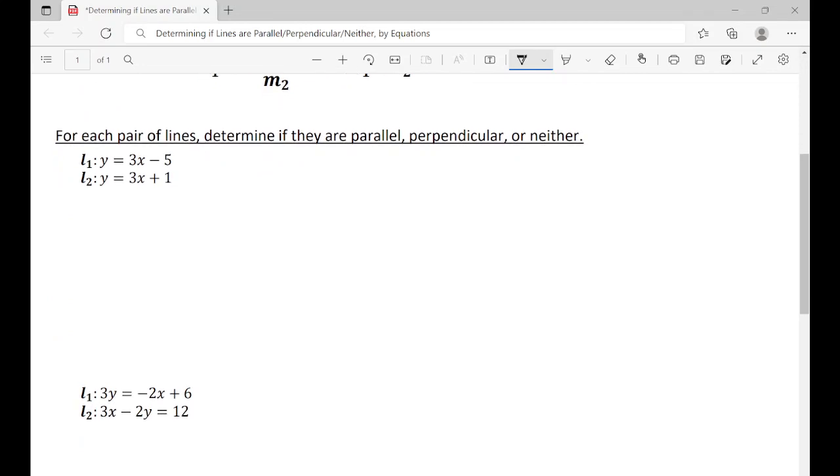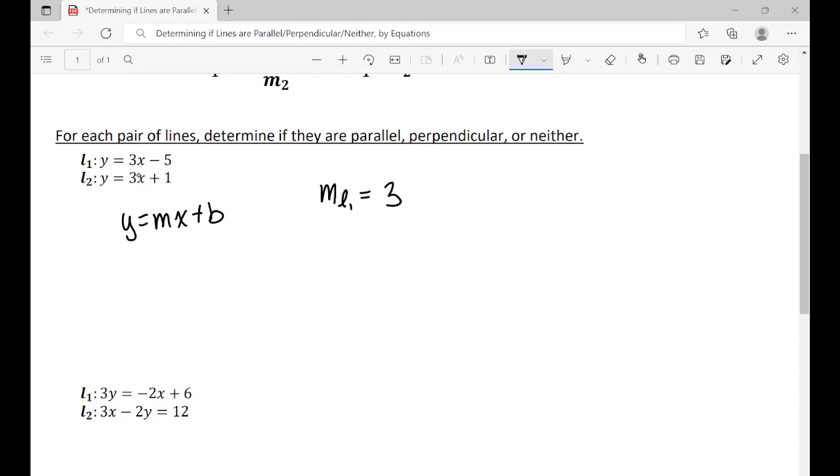So for the first line, we have the equation y equals 3x minus 5, and for the second line, we have y equals 3x plus 1. Since they're both already in y equals mx plus b form, we can just grab the slope right here, which is 3. So the slope for the first line is 3.